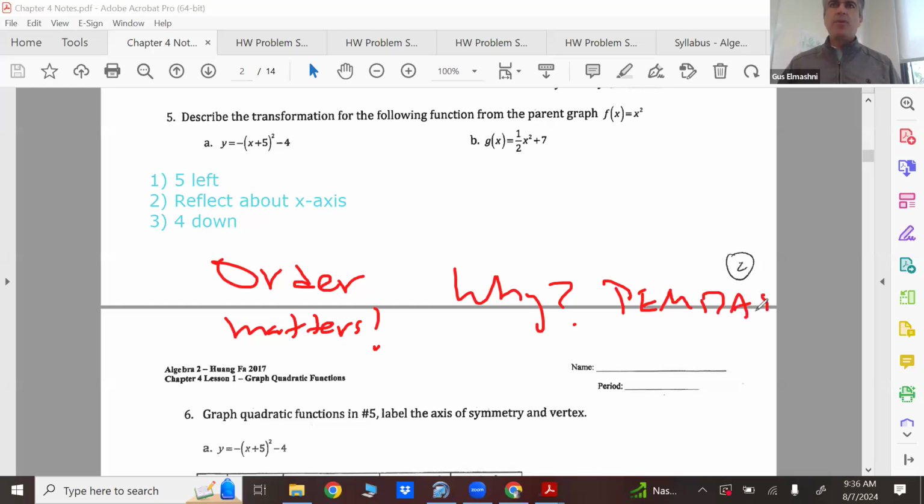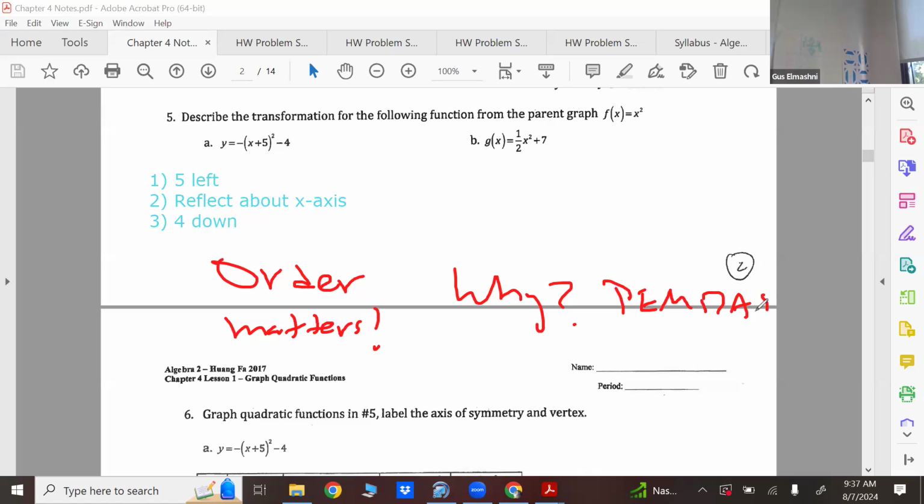Think about when you're plugging in. What are you doing? You're working out what y equals, right? How are you working that out? PEMDAS, right? If I plug in for x, what's the first thing I have to do? Add it to 5, because I'm taking care of the parentheses. What's the next thing I do? Multiply. What's the next thing I do? -4. So the 5 left is on the inside. That has to be the first thing mentioned. Reflect has to be the second thing mentioned, and the 4 down is supposed to be the third thing mentioned.